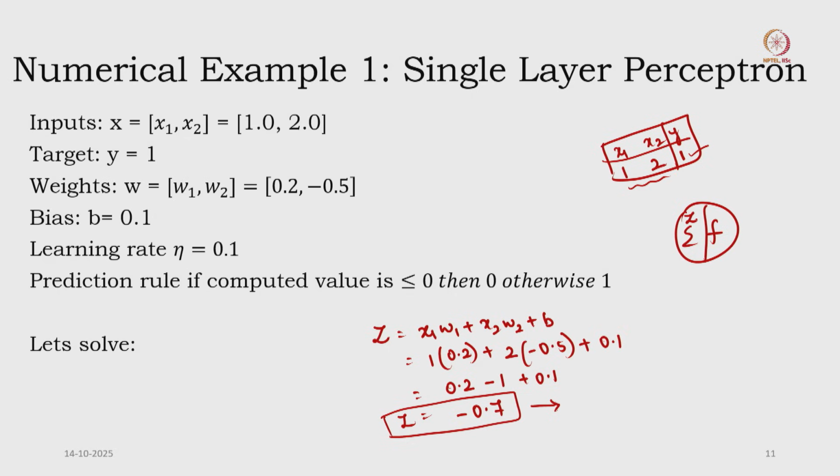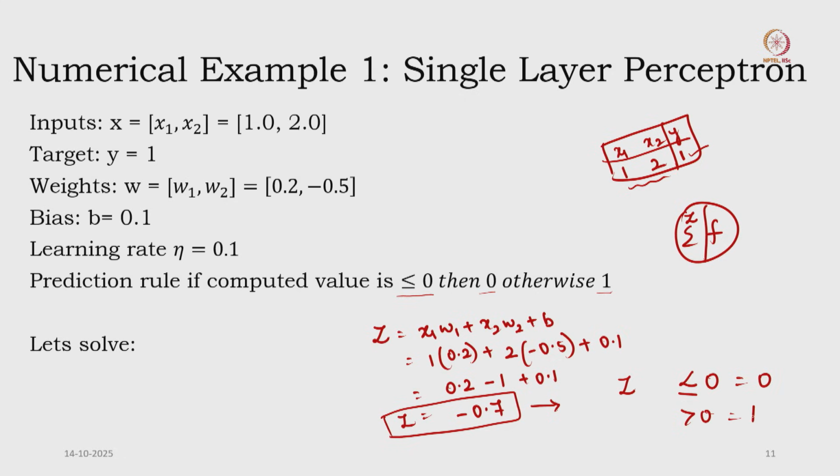Now what is an activation function? So look at the activation function what we have taken. If the value is less than or equal to 0, then the output is 0, otherwise the output is 1. So what is the Z value? Z value, if it is less than or equal to 0, then you are going to get the value 0. If it is greater than 0, you get the output 1.